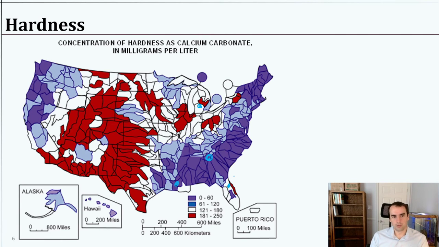So the action of soap to make suds and to make foam actually relates to the presence of minerals. Hardness is a measurement of different minerals. A lot of times we talk about calcium carbonate, CaCO3. So Ca2+, and then there's also magnesium 2+, things like that. These minerals contribute to hardness, and the fact that they have this 2+ feature, if we have lots of those, it causes soap to not foam as easily.